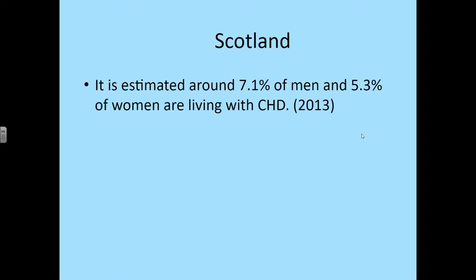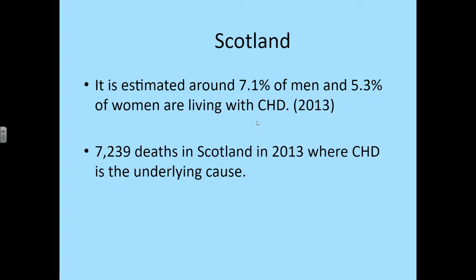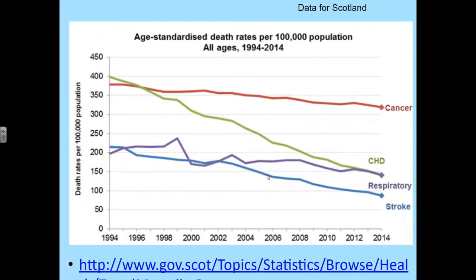So, in this key area, we're looking at things that can go wrong, pathologies of the cardiovascular system. It's estimated around 7% of men and about 5.3% of women live with coronary heart disease. Over 7,000 deaths in Scotland in 2013 were attributed to coronary heart disease. This shows death rate over the different years per 100,000 of the population: strokes, respiratory disease, cardiovascular disorders, all decreasing, which is good, but strokes, respiratory disease, and cardiovascular disorders are all linked together, actually.